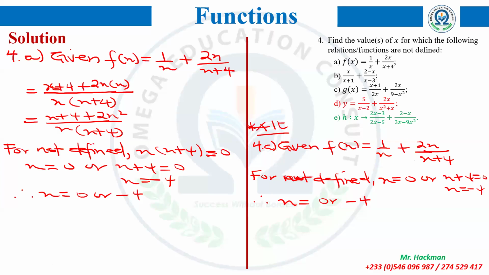You get it? Yes, please. So just equate the denominator of each of the fractions to 0 and solve the resultant equation. That's my point. So anytime you have more than a fraction involved in your function, your relation, this is the approach to use.